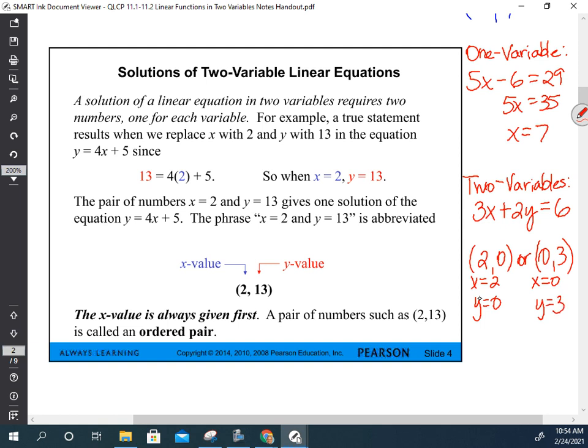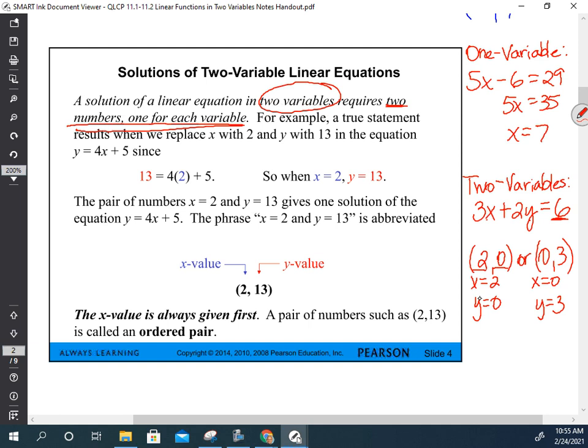How do I know that those are the answers? Because I'm a genius. No, that's not the reason. 2 and 0 and 0 and 3 work because if you plug these numbers in for x and y, they give you an answer of 6. So, any answer, if you have 2 variables, then you need 2 numbers. 1 for each variable.